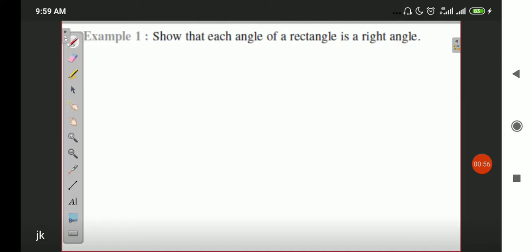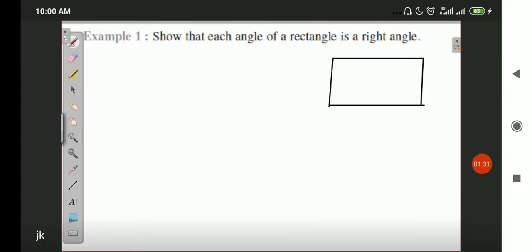There is no diagram given. It may be the case for many of the questions, so we will draw the diagram and write down what is given to us, what is to prove, and do the solution. First of all, for example number 1, it is given: show that each angle of a rectangle is a right angle. We have learned this again and again, that each and every angle of a rectangle is a right angle. But this time we have to prove this statement.